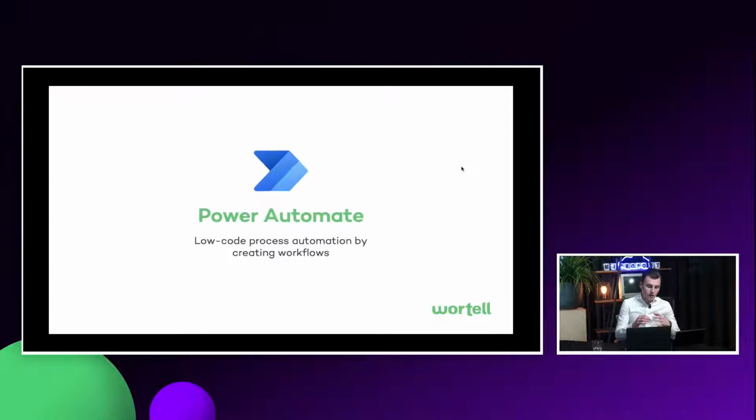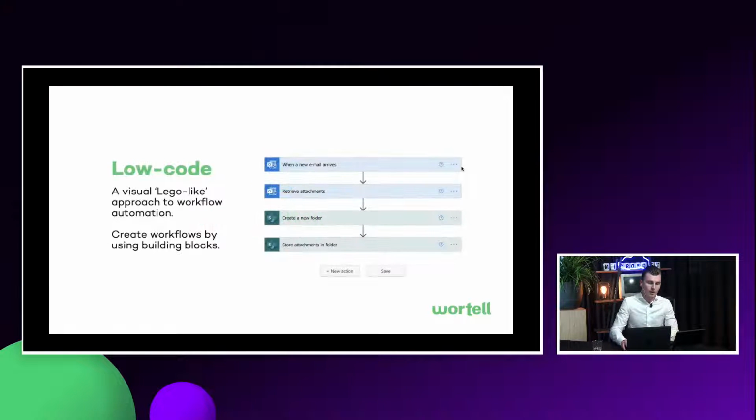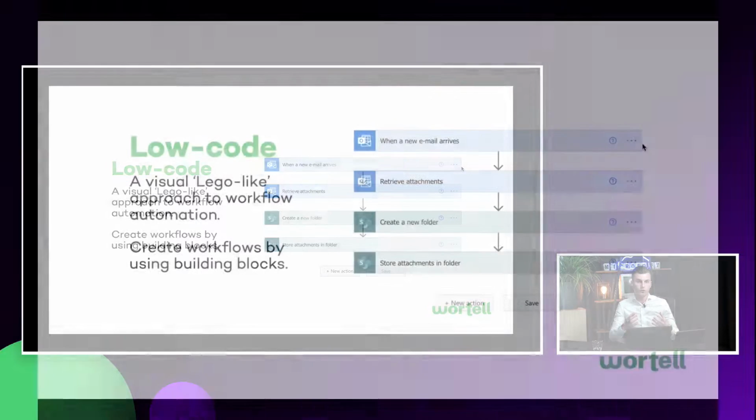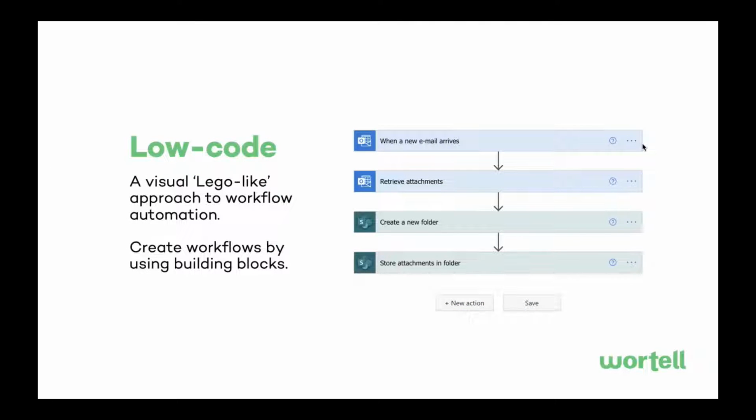About Power Automate, what it can be used for. Power Automate is a solution with which you can create low-code workflows, so you can automate processes and time-consuming tasks. We do this in a sort of low-code Lego-like approach, which basically means that by combining different building blocks, you can create your own workflow that specifically meets your needs.